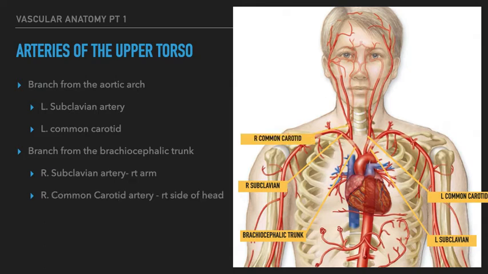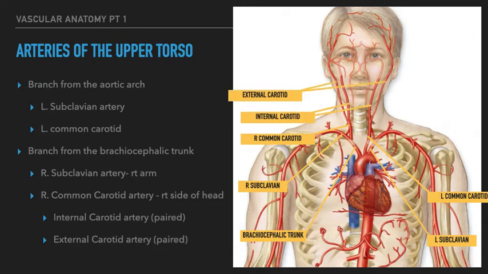The right common carotid artery will supply blood to the right side of the head through a series of arteries as well. The right common carotid artery, as well as the left, is going to branch into the internal and external carotid arteries. These are paired, meaning that there's one for each side of the body.